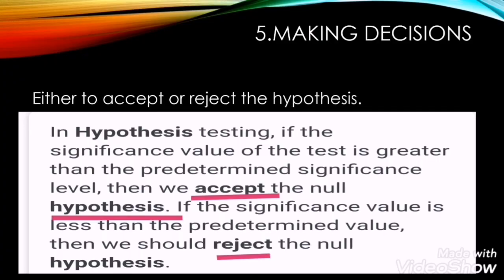If the significance value of the test is greater than the predetermined significance level, then we accept the null hypothesis. In other words, if the calculated value is lower than the table value, we accept the hypothesis. If the significance value is less than the predetermined value, then we should reject the null hypothesis. In other words, if the calculated value is greater than the table value, then we reject the null hypothesis. So if we accept the null hypothesis, it means we are rejecting the alternative hypothesis. If we reject the null hypothesis, it means we are accepting the alternative hypothesis.